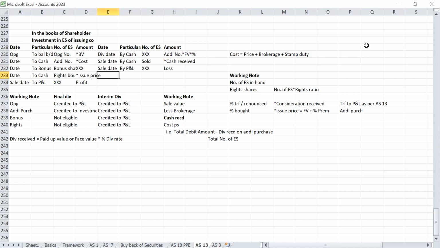Then last, valuation principle, closing date, by balance carry down, balancing figure for this working out. Correct? Yes, sir. Cost or market value, whichever is less. How to value the equity shares? Cost price or market value, whichever is less. If cost is coming, that also I will write. Closing valuation.